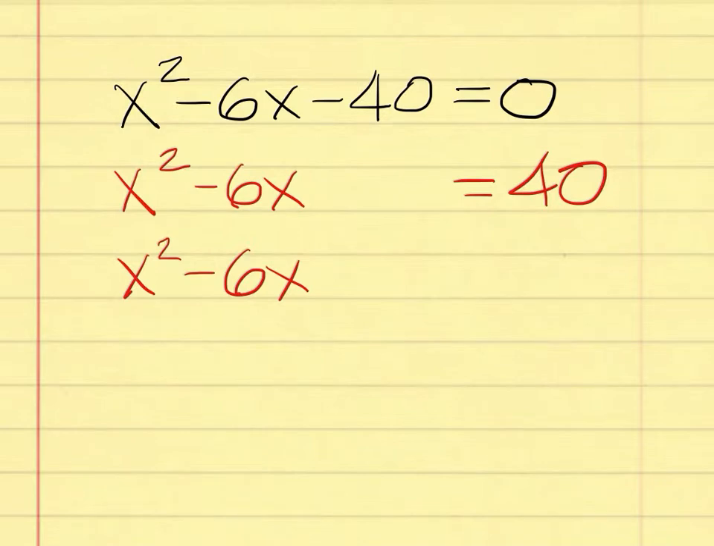No, I need the square of negative 3, Johnson. 9 is right. So I put plus 9 there. What do I put on the right-hand side?